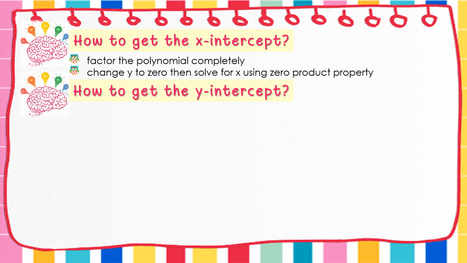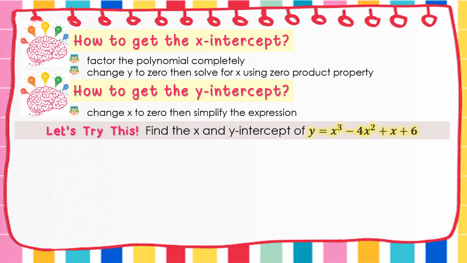Next, how to get the y-intercept. Ito lang ang kanyang step. Change x to 0, then simplify the expression. Lahat ng x, papalitan nyo ng 0, and then simplify. Okay? Let us try this one. Let us find the x and y intercept of y equals x cubed minus 4x squared plus x plus 6. So, first step is to factor the polynomial. Gagamit ako ng synthetic division.